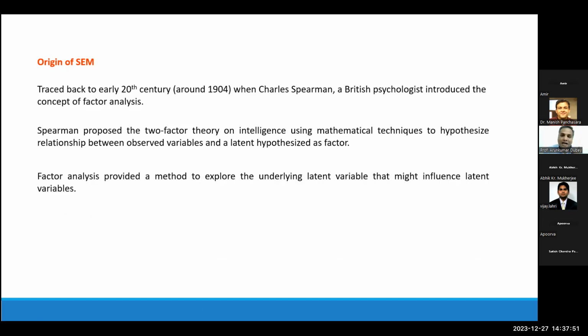Then again, what is factor analysis? It is a method to explore the underlying latent variable. Whenever we do research in psychology, or for that matter social science, the construct that we have, or the variable that we have, is always latent. When I say latent, it means it cannot be observed directly or measured directly. So it has to be measured in an indirect way.